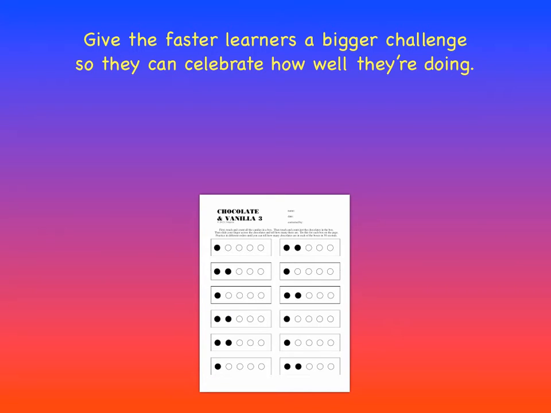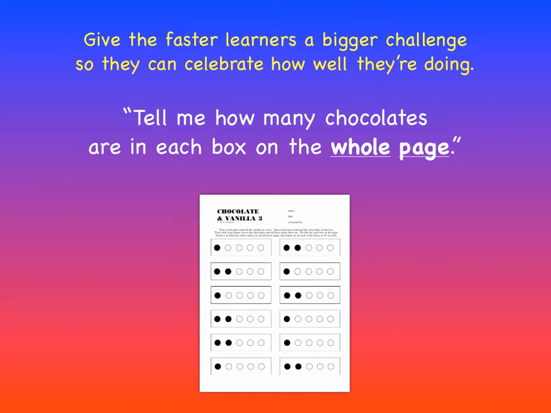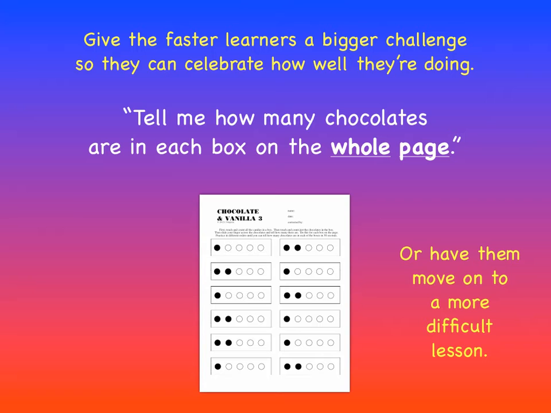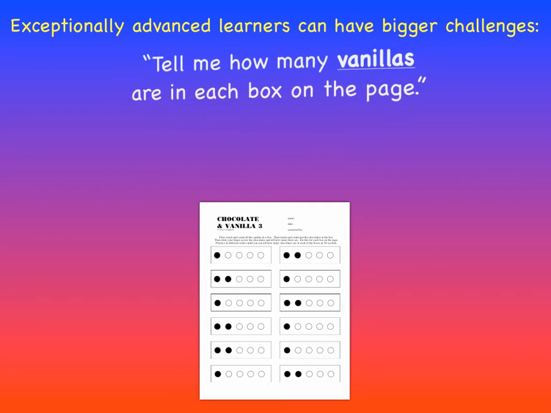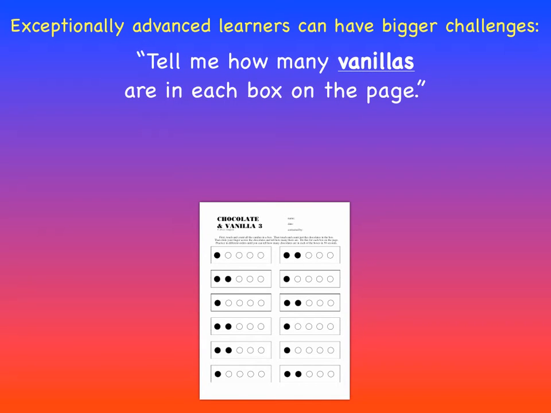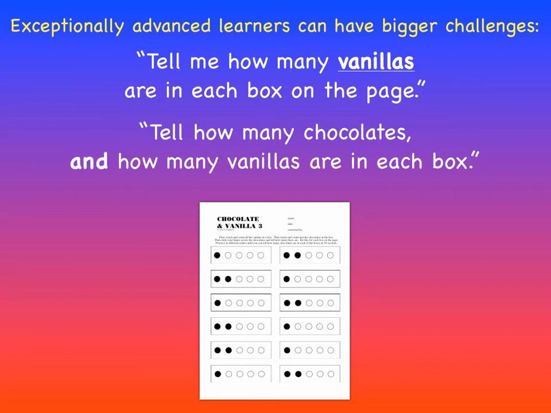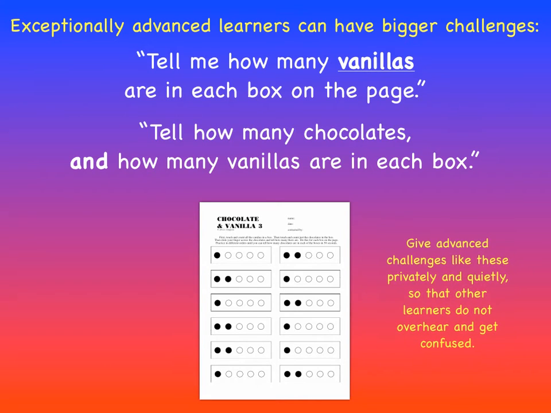Give the faster learners a bigger challenge so they can celebrate how well they're doing. For example, tell me how many chocolates are in each box on the whole page. Or have them move on to a more difficult lesson. Exceptionally advanced learners can have bigger challenges, such as, tell me how many vanillas are in each box on the page. Or even, tell how many chocolates and how many vanillas are in each box. Give advanced challenges like these privately and quietly so that other learners do not overhear and get confused.